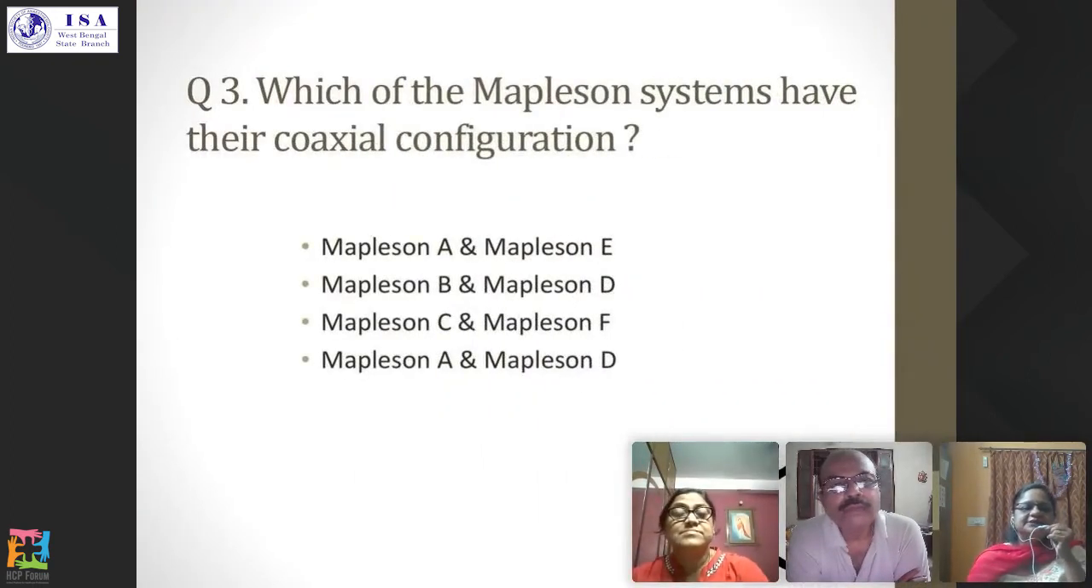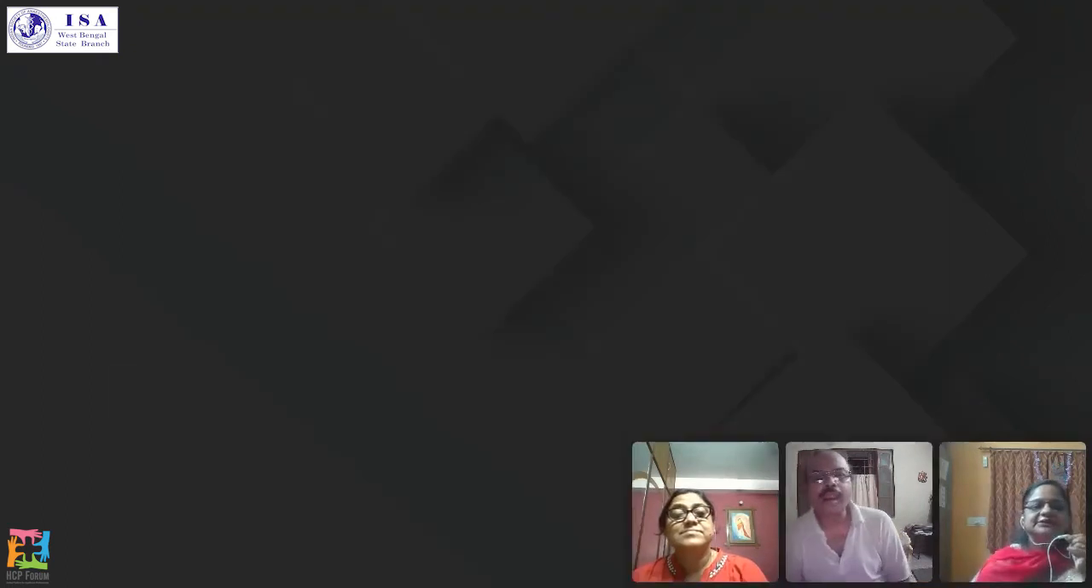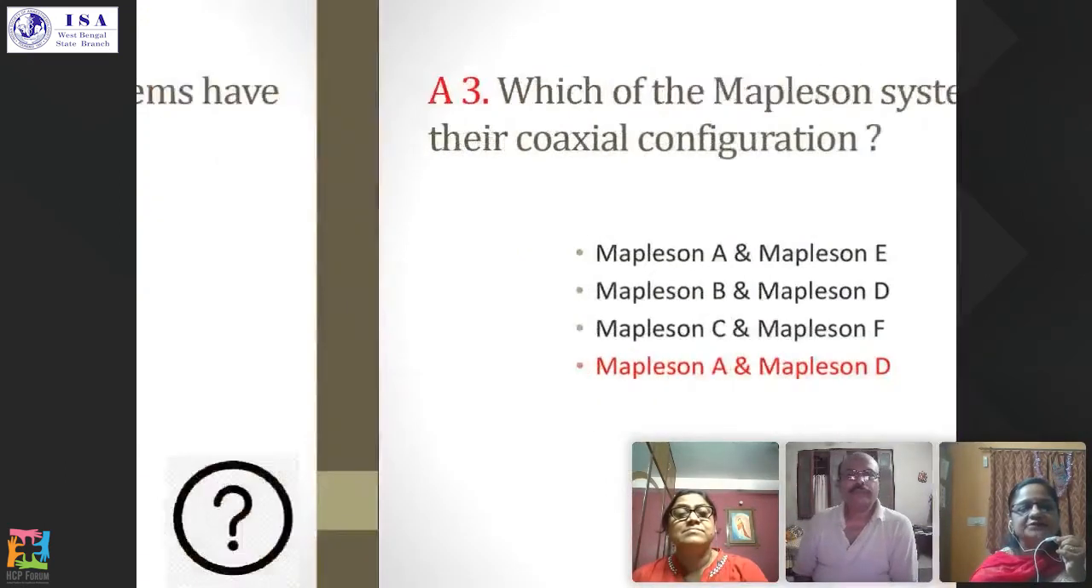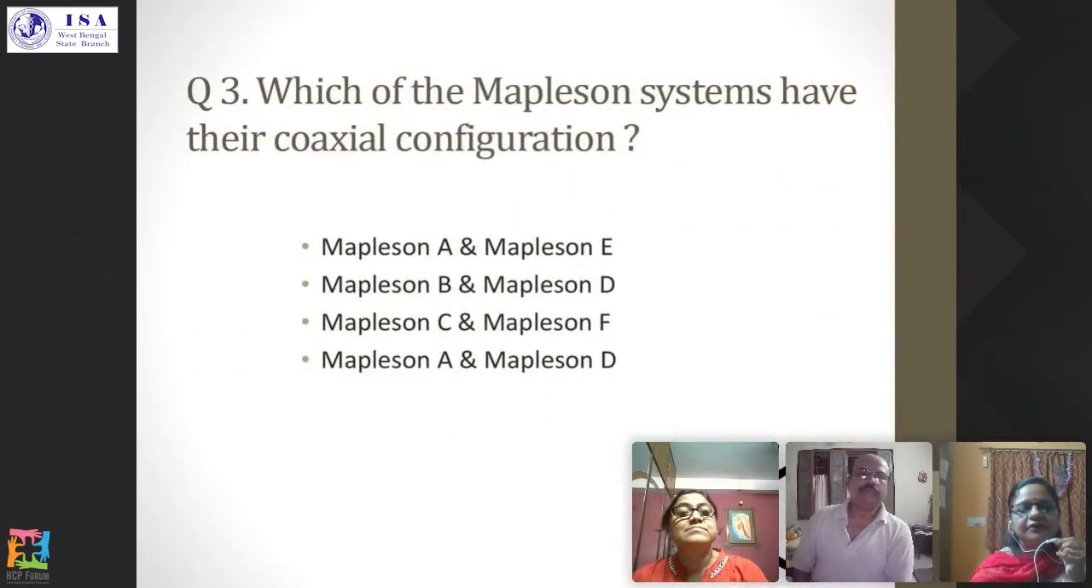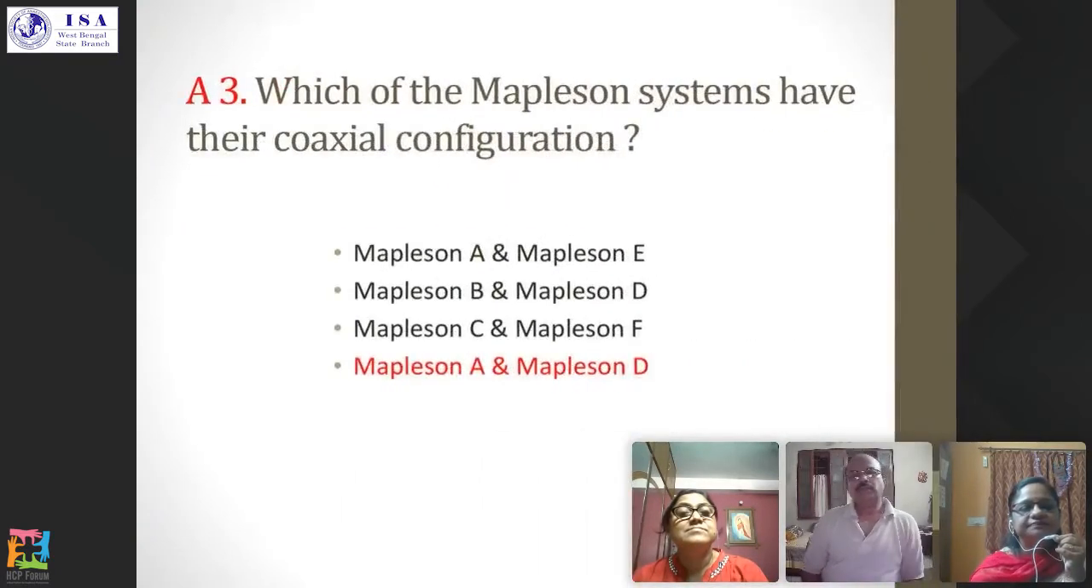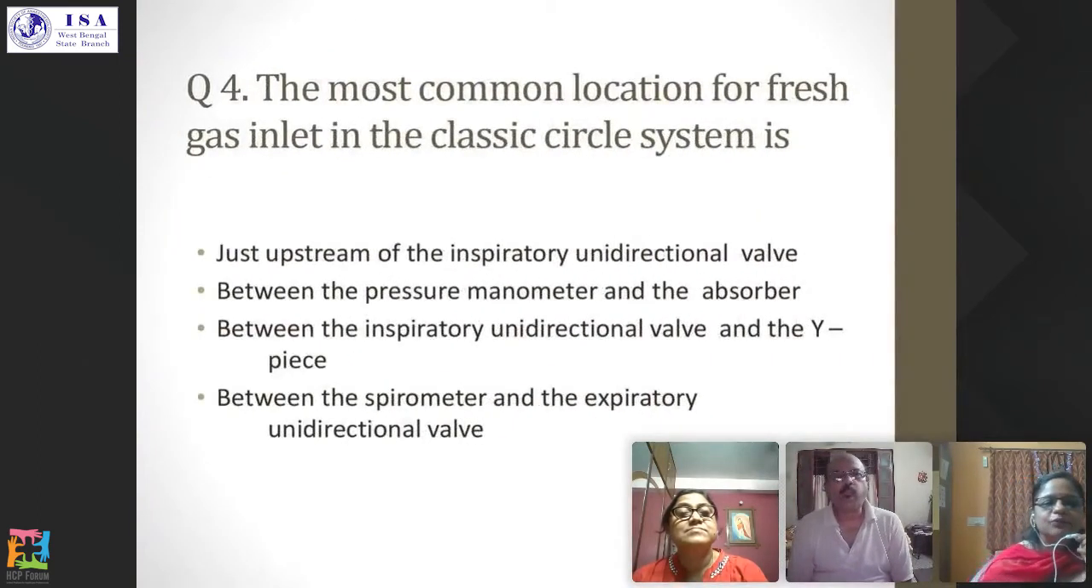Now, the third question: which of the Mapleson systems have a coaxial configuration? The answer is Mapleson A, that is the Lack system, and Mapleson D, that is the Bain circuit. This is the answer for the third question: Mapleson A and Mapleson D.